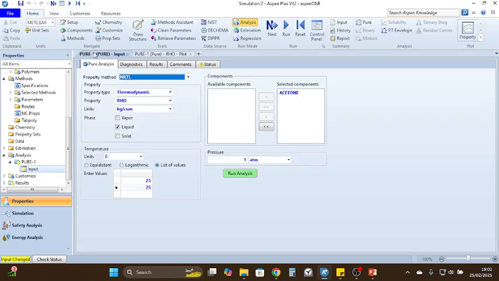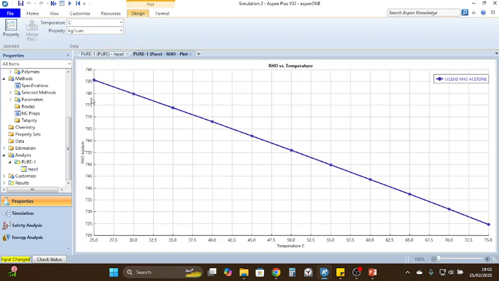Now let's say if instead of this list of values we want equidistant, so if we start it from 25 degrees Celsius and we want 75, with an increment of 5 degrees Celsius, and we are going to run the analysis now. So this is for a range of values. We are going to get the same trend, but we are going to get different values at different temperatures for acetone.